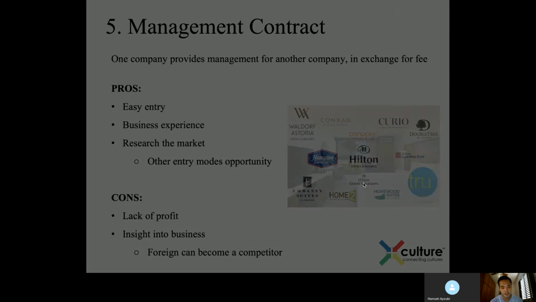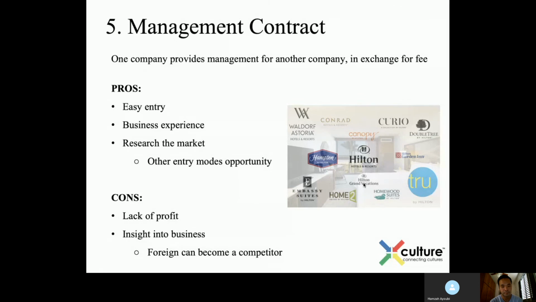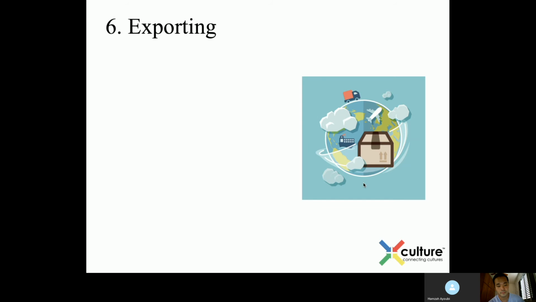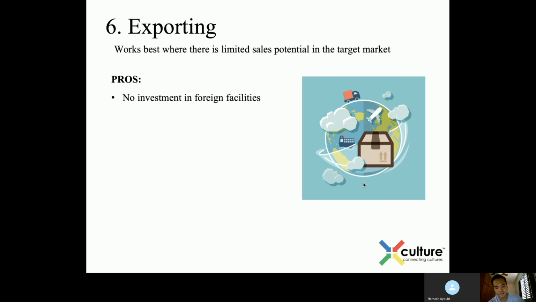Next, please. One example of management contract is Hilton Hotels and Resorts, which has many hotels around the world and works as a management contract. The next one is exporting. Exporting works best where there is limited sales potential in the target market. It means selling goods or services in other countries.